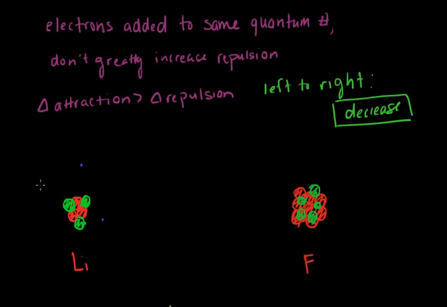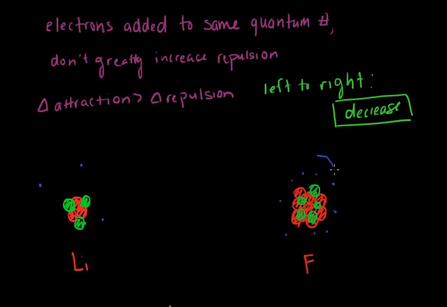They're going to be hanging out like this. And there are going to be 9 electrons in fluorine. So the electrons in fluorine are going to be much, much closer to the nucleus than they are in lithium, because of all this positive charge over here. And because they're all added to the same quantum number, we're not adding them to shells that are a lot farther away from the nucleus.